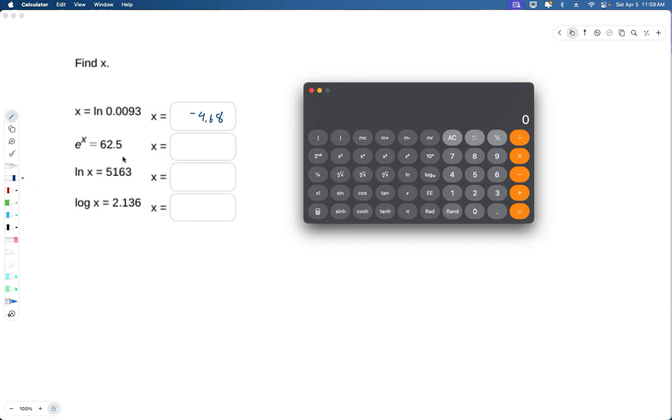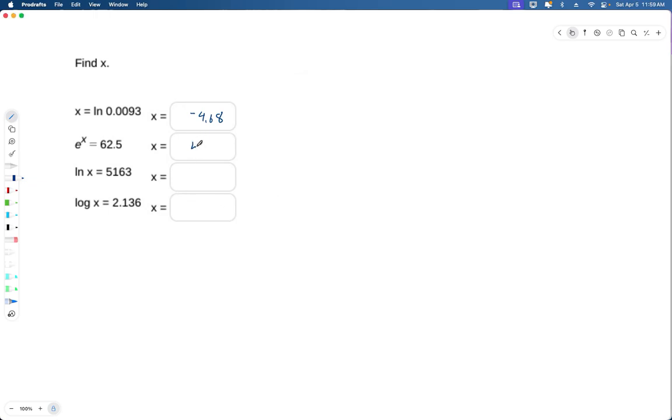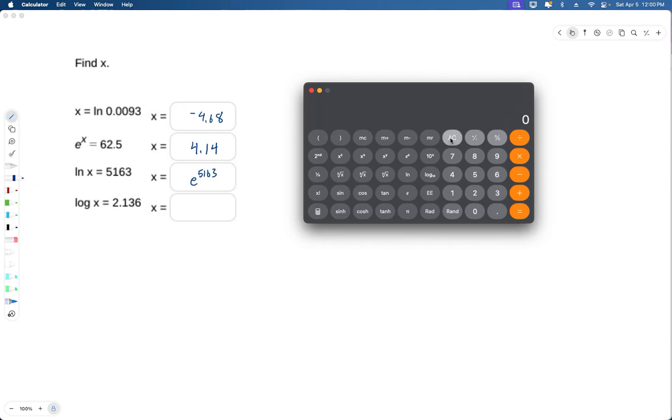All right, for this, it's going to be the same thing. You type in the number, you press the ln key, you hit the equal sign, 4.14. All right, this one's a little bit different. Basically, this is just going to be that. Let me get you there. So you would type in 5163 and then ln ex and equal 5163. So this would be the exponent on the e. That's all you're doing.